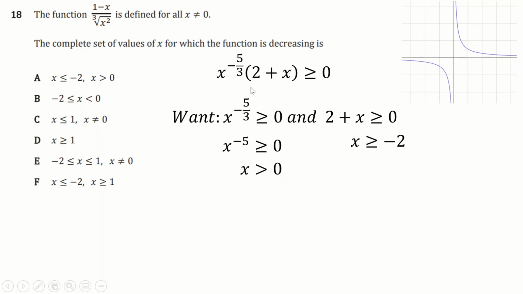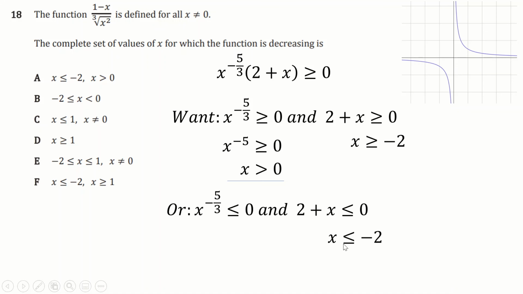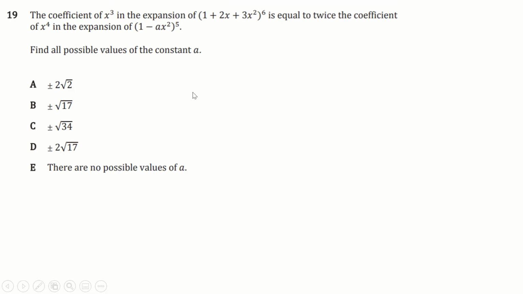But just like in the question before, I could also be less than 0 on both of these products. And this is exactly the opposite of this bit. And this is, again, nice and simple. So I have to be less than 0. But again, I also have to be this, so this doesn't end up mattering. So my two conditions are less than or equal to minus 2 and greater than 0. That's my answer. Almost there.